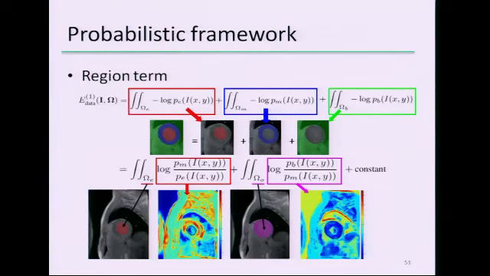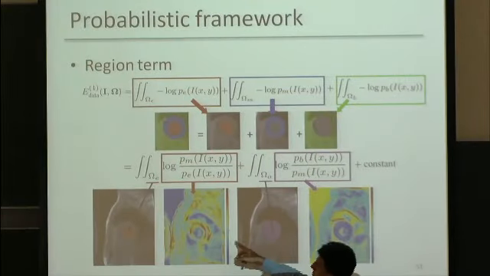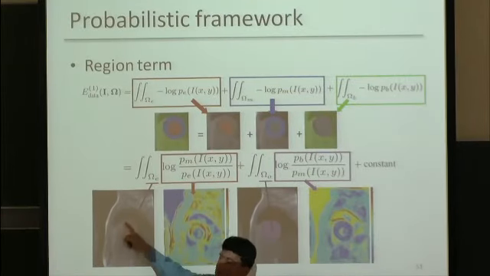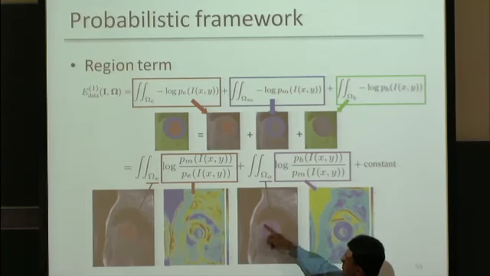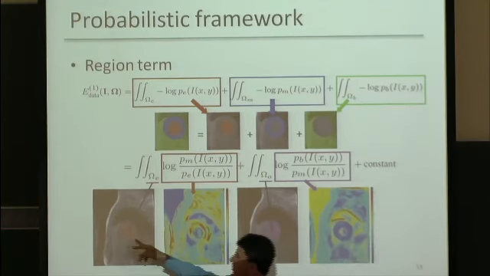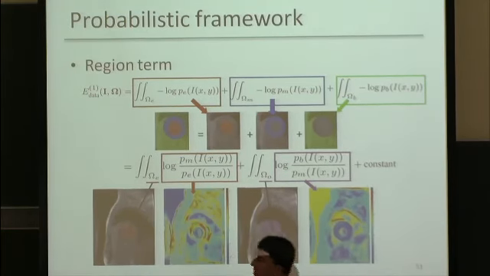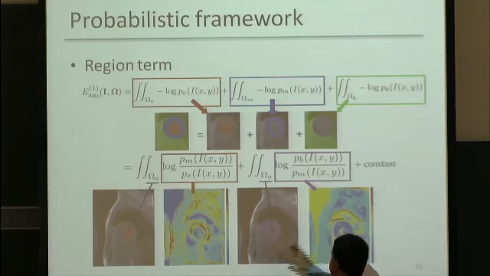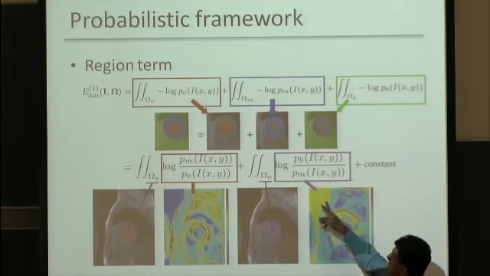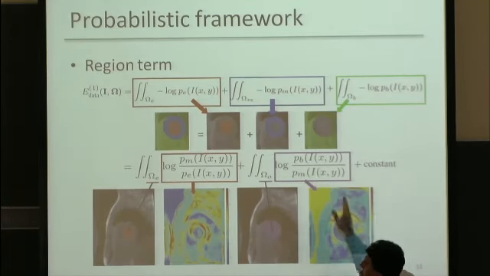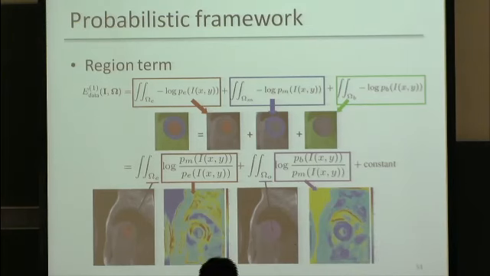Now I have that, so I can express my energy as a sum. Again, this is just an example of the left ventricle. There's going to be a term corresponding to what we call the blood pool here. There's going to be a second term which corresponds to the myocardium, which is the area between the blood pool and the heart. And there's going to be a last likelihood for the background. Okay, so if I divide by the background likelihood, then I can get rid of the other terms.